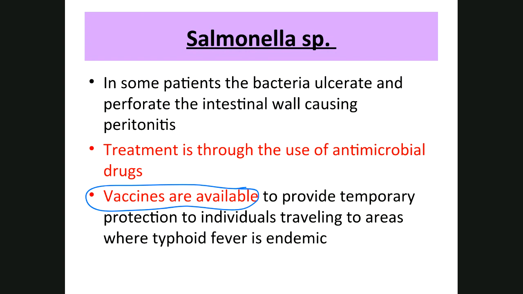So that gives us 5 organisms for which we have vaccines. We have Streptococcus pneumoniae, Mycobacterium tuberculosis, Neisseria meningitidis, and now Salmonella typhi. So that makes 4. Okay, so 4 organisms. You need to keep track of those organisms for which we have vaccines.